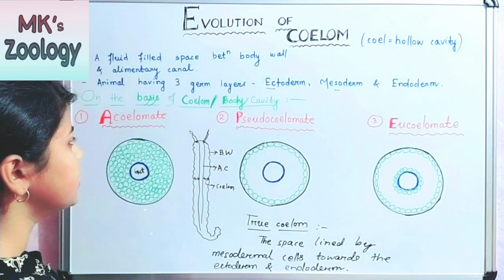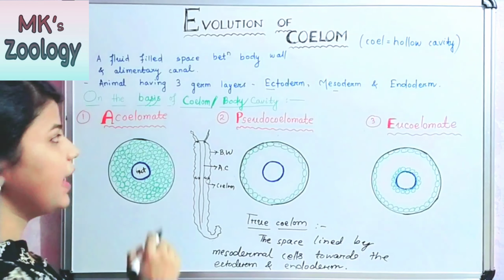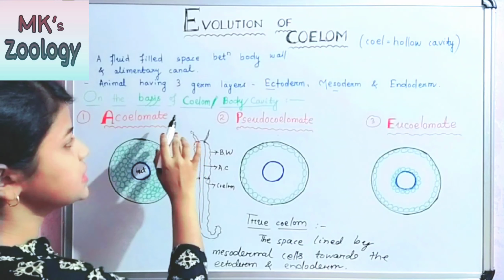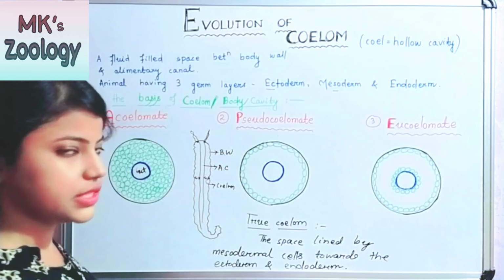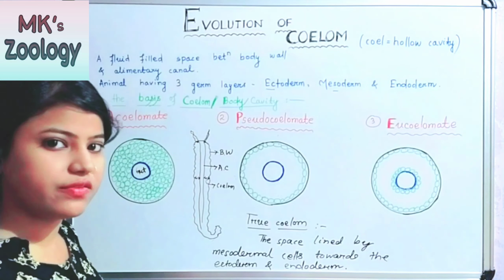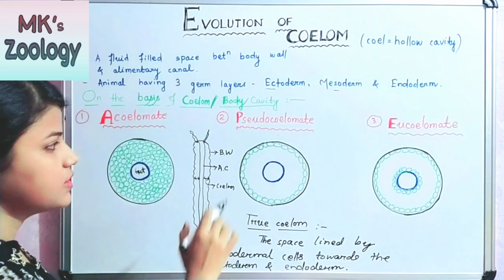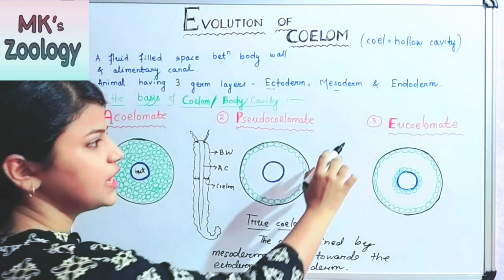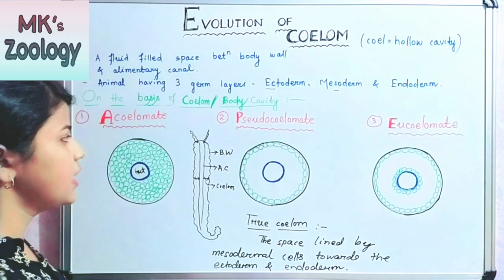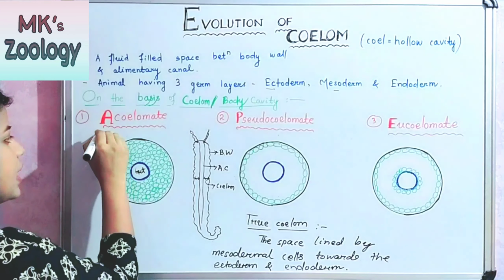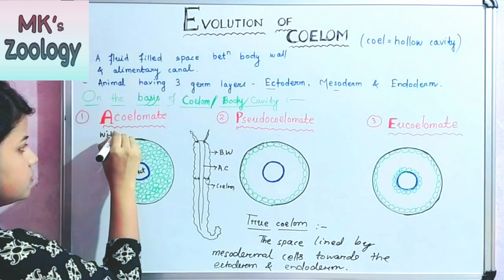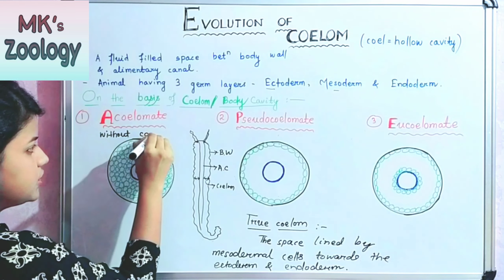So let's see the types of coelom on the basis of body cavity. According to the body cavity, coelom is of three types. First one is acoelomate, second one is pseudocoelomate, third one is eucoelomate. Acoelomate means without cavity.